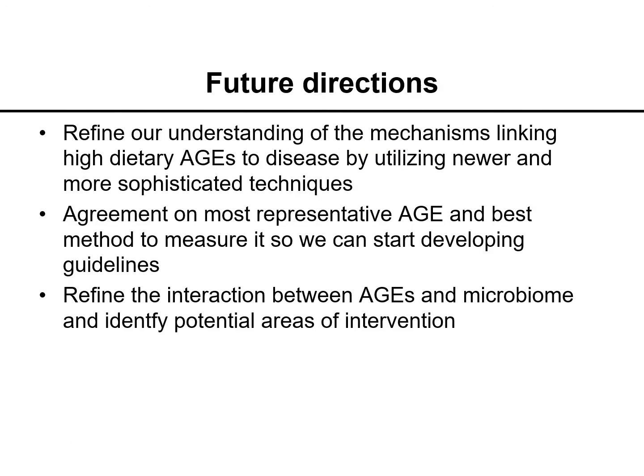What we need to do to strengthen this area is, number one, refine our understanding of the mechanism linking high dietary AGEs to disease by utilizing newer and more sophisticated techniques available already in some other areas. We need to reach an agreement in terms of the most representative AGE and the best method to measure it so we can start developing actual guidelines. And we need to refine the interaction between AGEs and the microbiome and identify potential areas of intervention there.